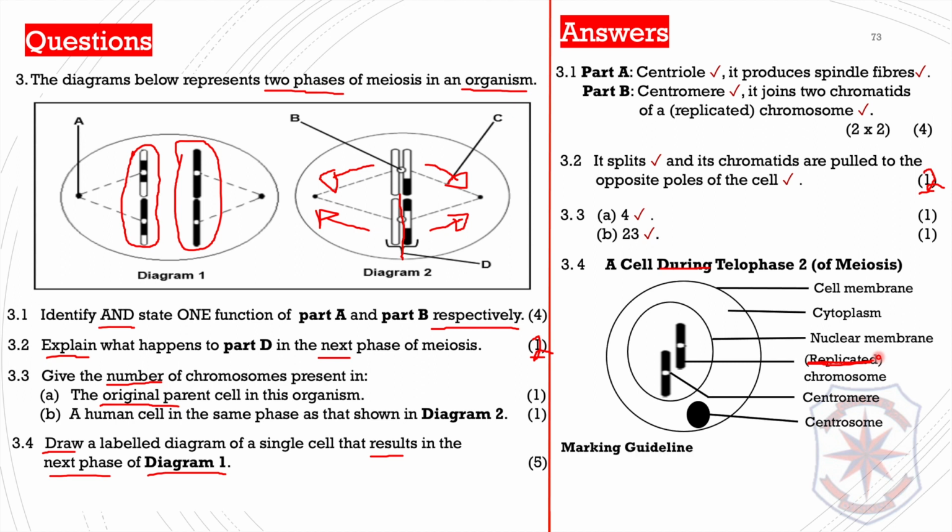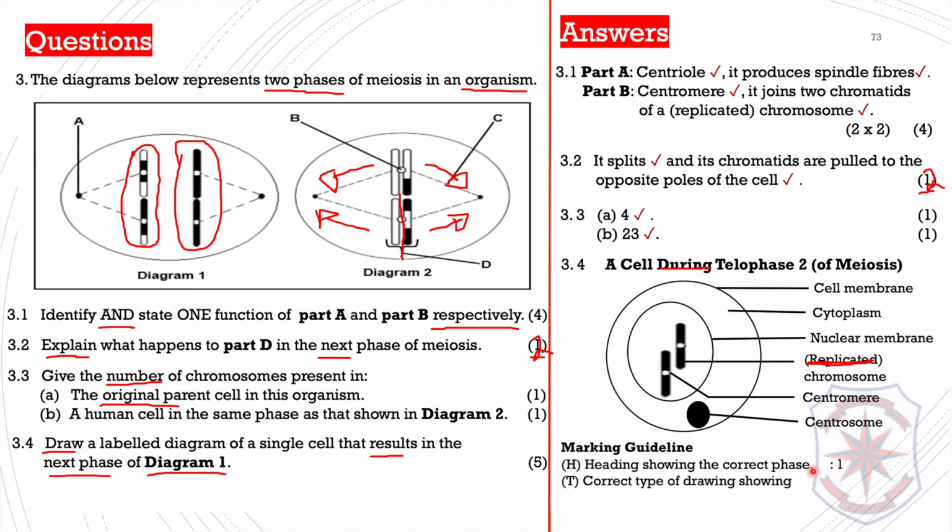So as a guide to mark this answer, I will be providing the marking guideline. H is for the heading, the correct heading, that is a heading that does not say a drawing of a single cell in the next phase of diagram 1. No. You must include what the next phase is. And the next phase is telophase 2. Okay? Telophase 2. All right? And it's not during, it is after telophase 2. You are showing a single cell after telophase 2 to qualify for that 1 mark.